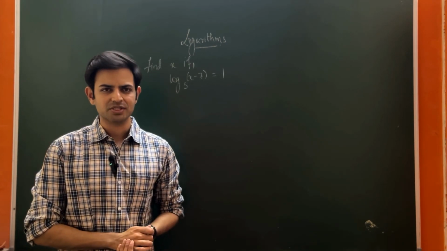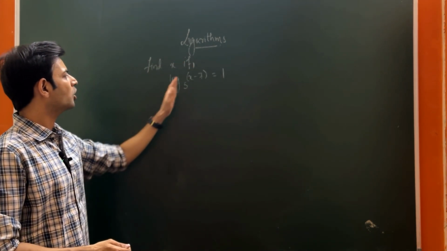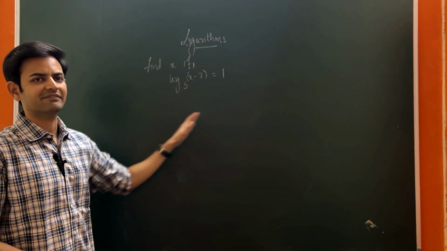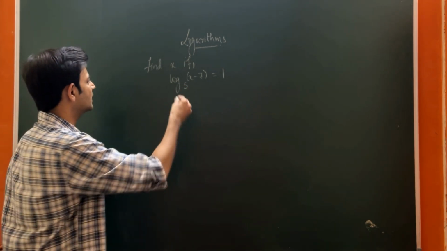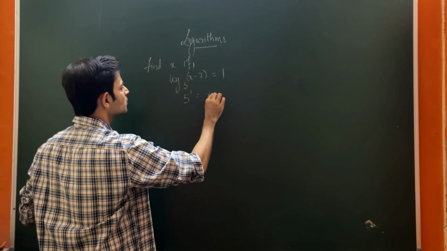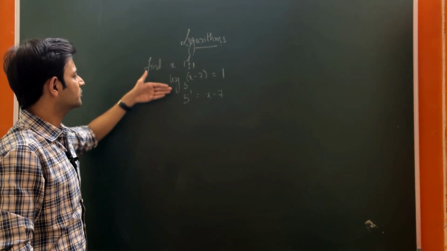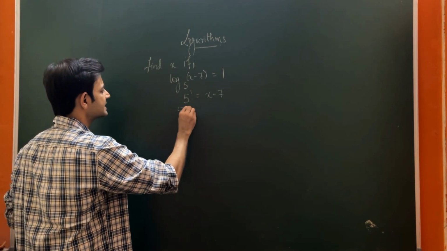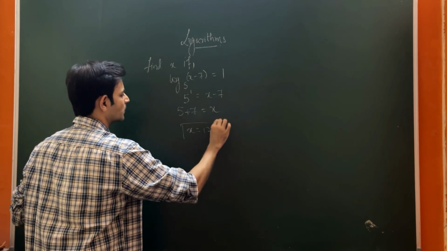Let us take one more question to understand this concept better. Find x if log of x minus 7 to the base 5 is equal to 1. Again, this is given to us in the logarithmic form. We are supposed to convert that into exponential form. So it will be 5 to the power 1 is equal to x minus 7. So we simply convert this logarithmic form into the exponential form. We'll get this 7 on the other side. So 5 plus 7 is equal to x. So x is equal to 12.